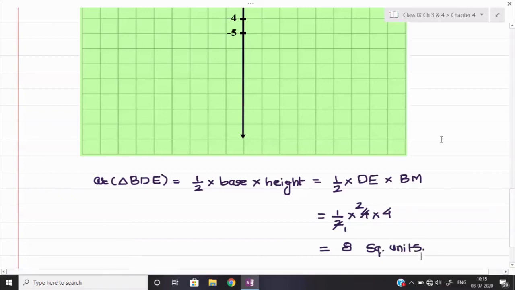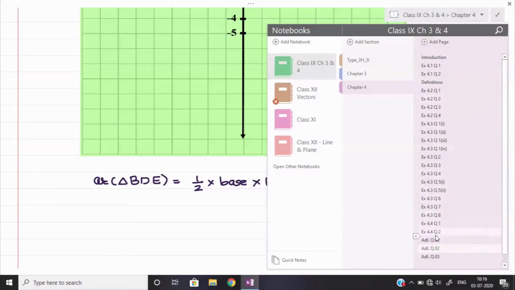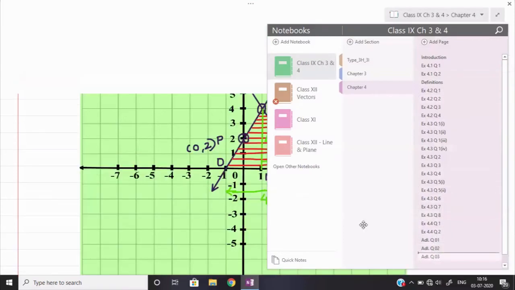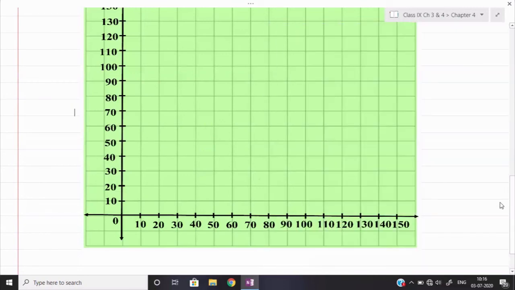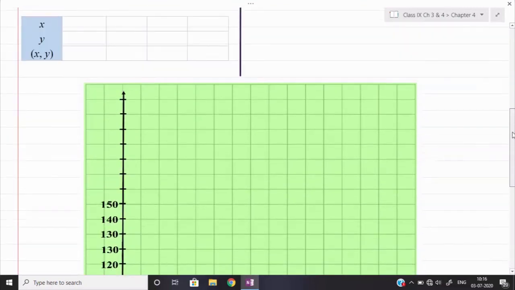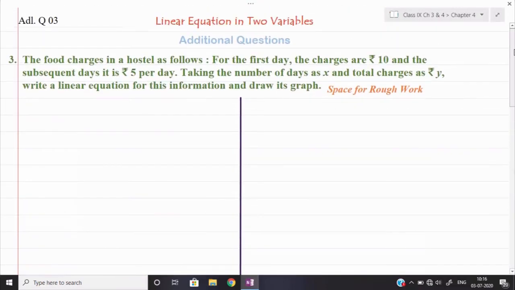So somehow the concept of class 10 of linear equation also we have covered. So now let us see the additional question number 3rd. Now see, in the third question what they are asking to us. See, this question is very similar to one of the questions we have done, that is taxi fare. Taxi fare charges for the first kilometer is different, and from second kilometer onwards, the charges were different. And we were supposed to calculate the total charge. Same thing, a similar kind of question is given to us here.